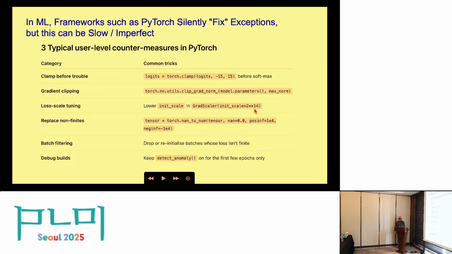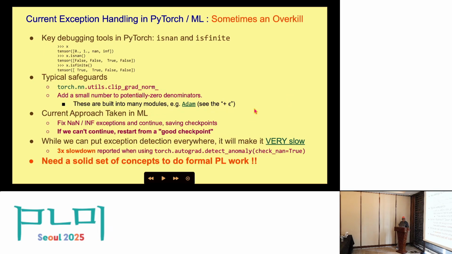So for instance, some of the familiar methods are clamp before the trouble occurs, gradient clipping, loss scaling, replacing infinities. Maybe machine learning systems can get away with this, even though the price that they extract is very clear. I'll mention some numbers. But what is the approach that we should take, given that this is the same hardware type that is to be supporting non-machine learning computations like HPC? This is the point to ponder. Just to call out one of these, there is exception detection everywhere by autograd detect anomaly. It produces a 3x slowdown, so we don't want to be doing things like that.